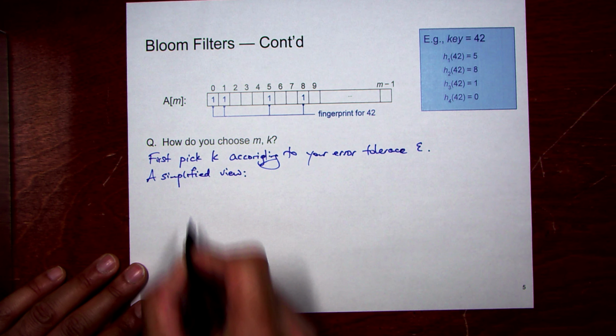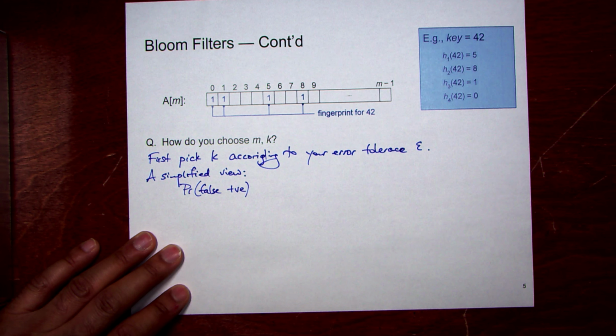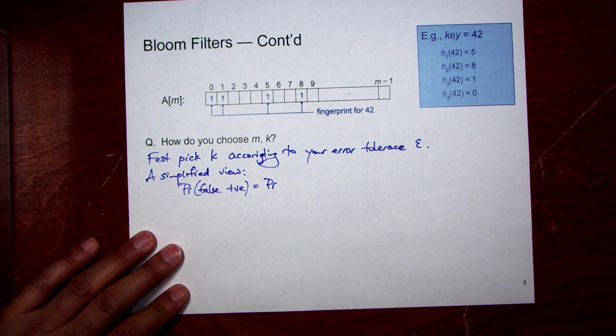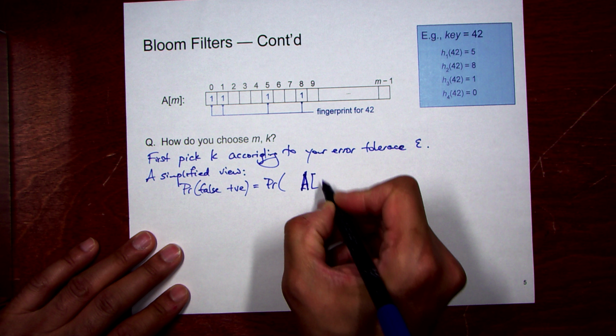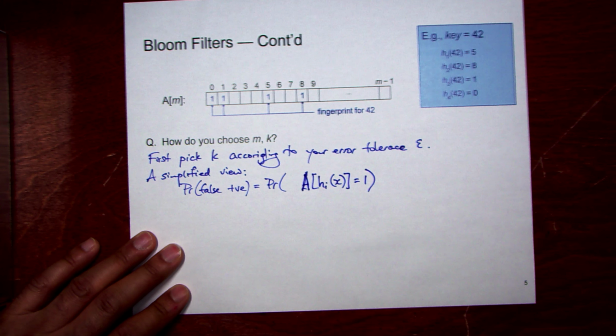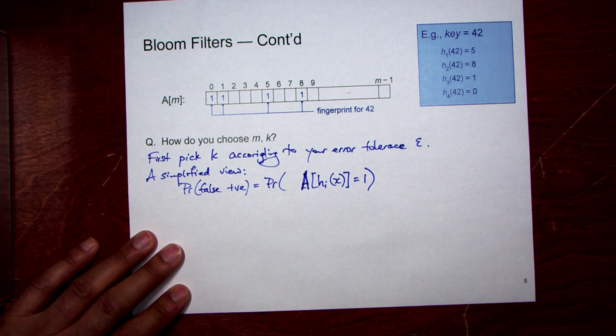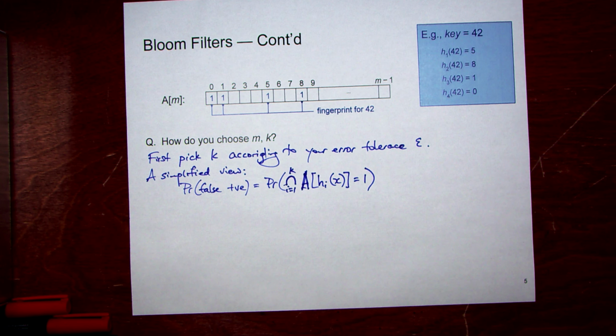The probability of a false positive is equal to the probability that all of its fingerprint bits are 1. So it is the probability that hash function i of x equals 1 for all i's. So hash function 1 gives us 1, hash function 2 gives us 1, and hash function 3, up to hash function k. So it's the intersection of all those events.